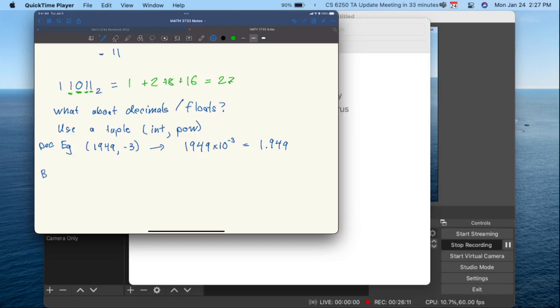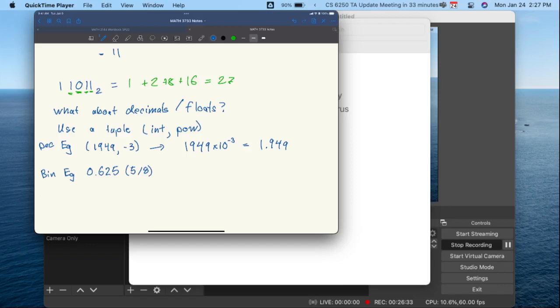What about a binary example? Let's do a nice one first. What if I wanted to represent 5 over 8? By the way, this is the fraction 5/8. So how would I represent this as an ordered pair?